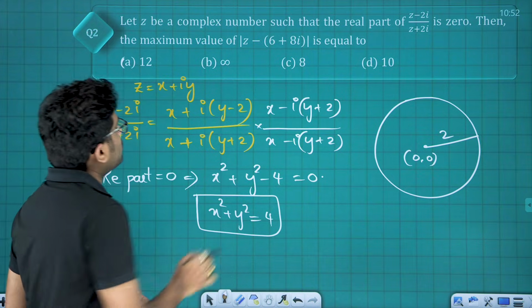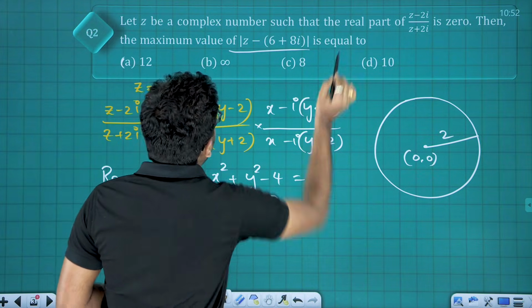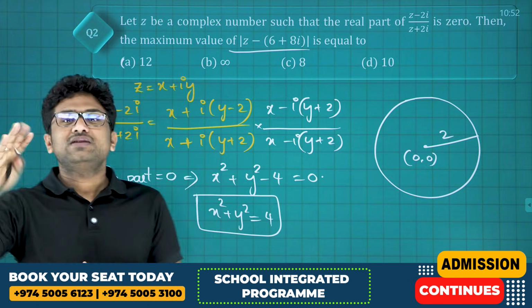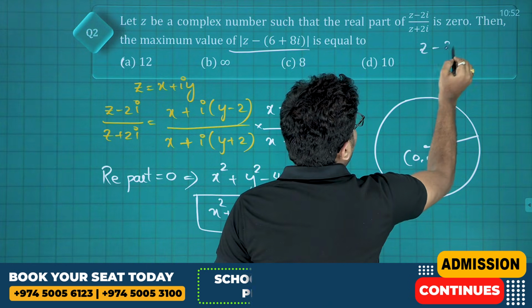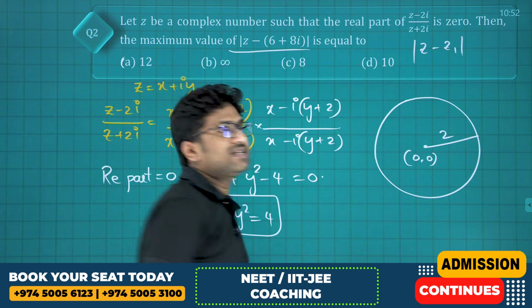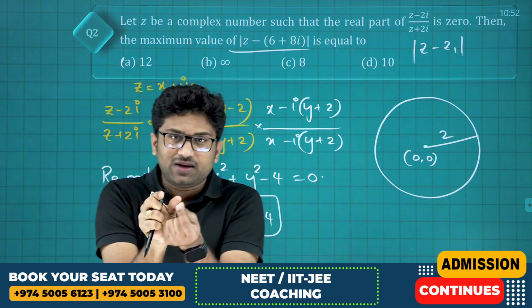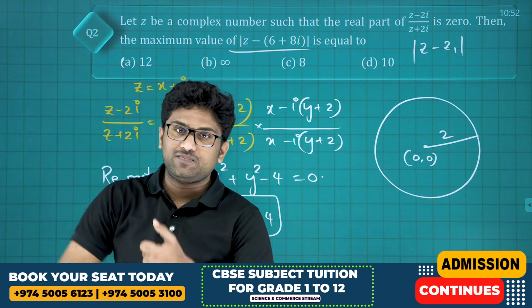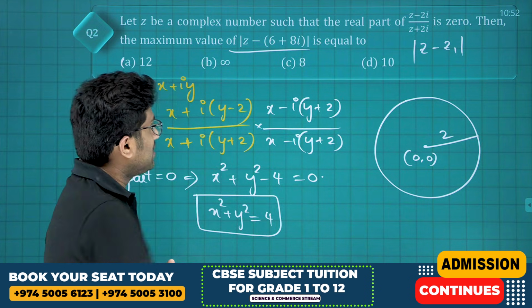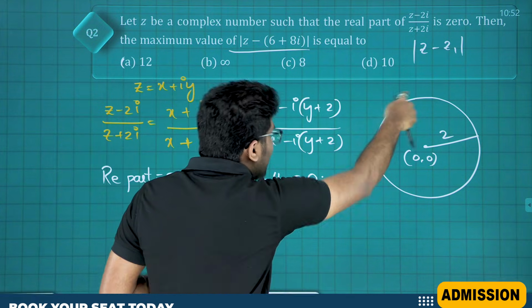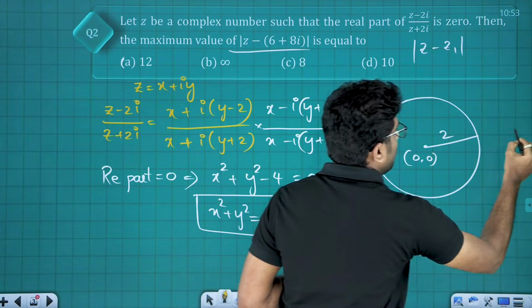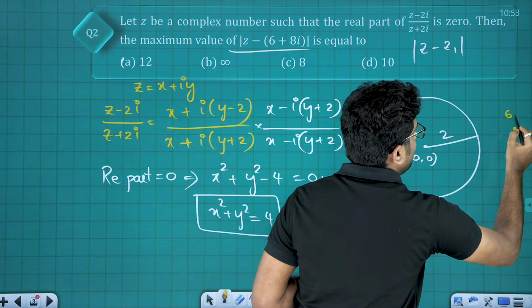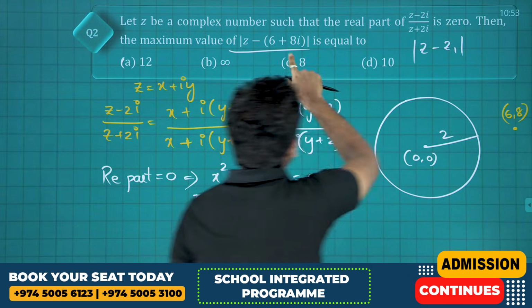Now what are they asking us to find? The maximum value of modulus of z minus z1. What do you mean by modulus of z minus z1? It means the distance between two complex numbers z and z1. To make it maximum, friends, see, this z is a point which lies on the circle. Let's suppose this point 6, 8 is somewhere here.